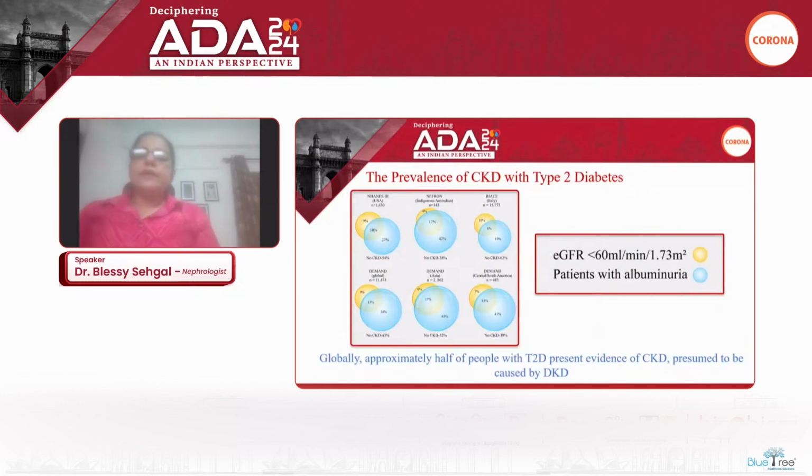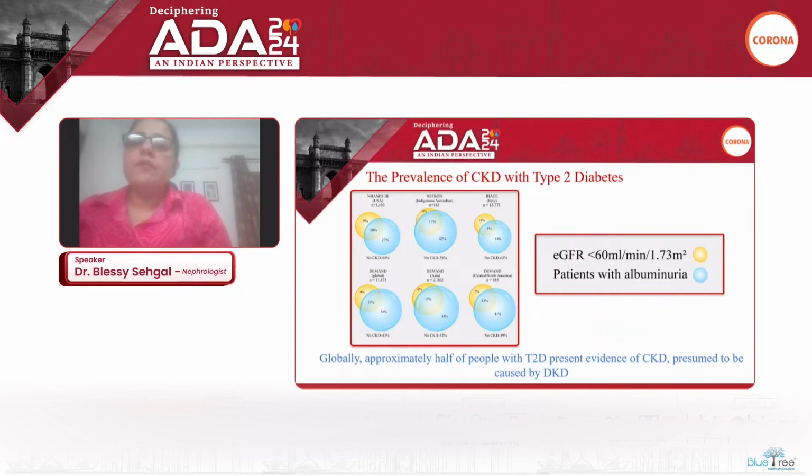So this slide shows the prevalence of CKD in patients who are diabetic. If we go to the global data, it has been approximated that half of all patients with diabetes eventually develop CKD, which is normally presumed to be because of diabetic kidney disease. If you see the definition of CKD, it has two parameters: an eGFR of less than 60, or the presence of albuminuria. According to the global data, about 50% of diabetic patients develop CKD.